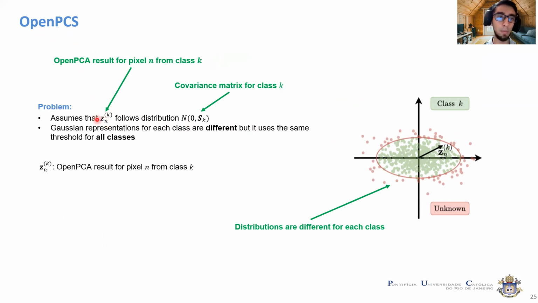So the result of the OpenPCA, we assume that it follows a Gaussian distribution with a mean 0 and a covariance matrix corresponding to a different covariance matrix for each class. Here we can see graphically how the distributions we assume for each class may be different. They depend on the samples of each class.